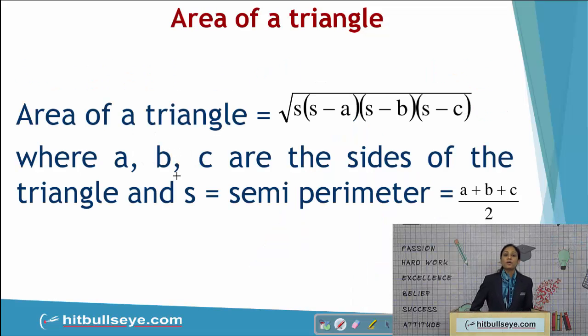This is another formula for the area of a triangle, which is called Heron's formula. In this formula, S is the semi-perimeter, that is half of the perimeter of the triangle, and A, B, C are the lengths of its three sides.